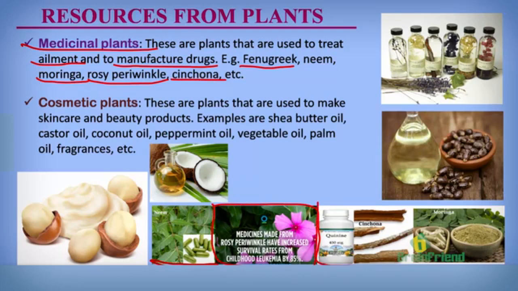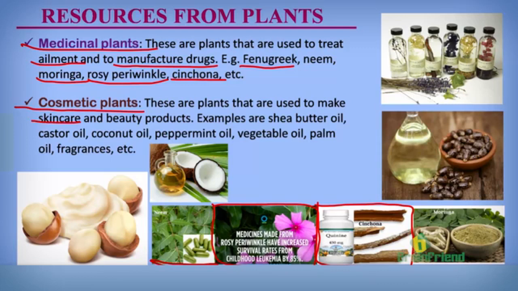Cinchona provides quinine, or rather, quinine is gotten from the cinchona plant, and it is very effective for the treatment of malaria. Another group of resources we can get from plants are cosmetic plants, which provide us with lots of cosmetic items. These plants are used to make skincare products, hair care products, or beauty products. So they are used to make beauty products in general.